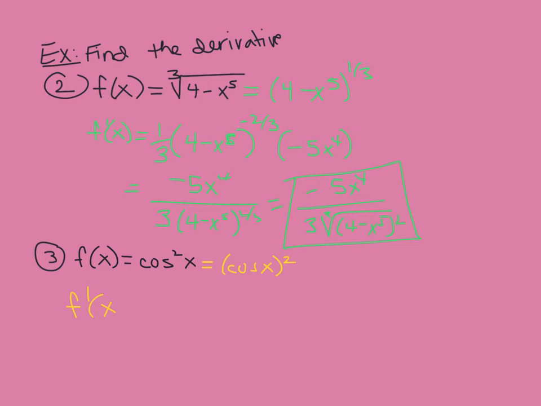So when we take the derivative of that, we start by taking the derivative of the outer function, the squared. So we bring the 2 out front, keep the inside the same. Our new exponent is just 1. Now we take the derivative of the cosine x, which gives us negative sine x. If you simplify that out, you just end up getting negative 2 cosine x times sine x.